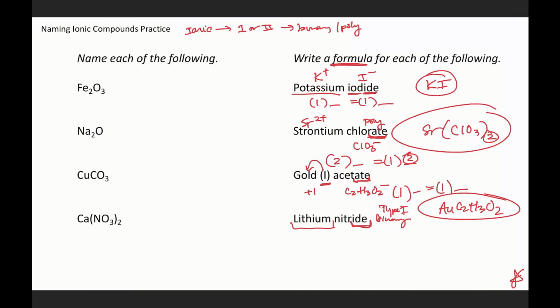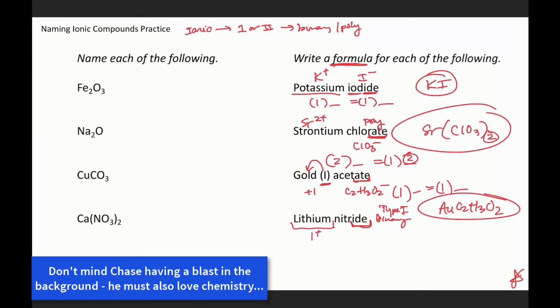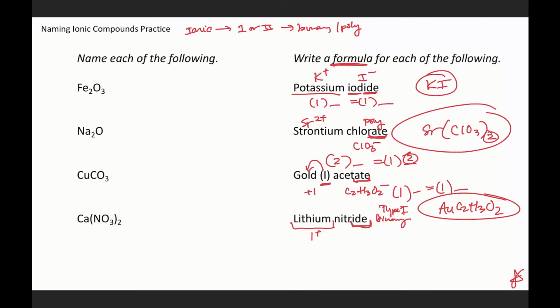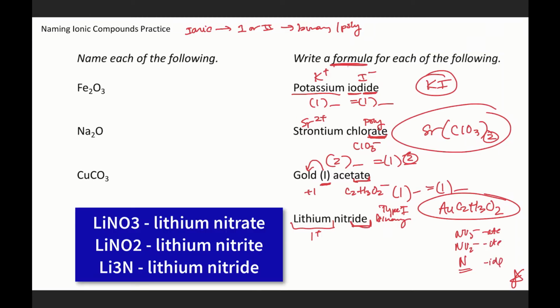The formulas are delightfully straightforward for whatever type. This is going to be 1 plus, and this is going to be nitride, which means it comes from nitrogen. Not to be confused with nitrate or nitrite. Nitrate would be NO3 minus, nitrite would be NO2 minus. Nitride, though, is the nitrogen as an ion. This would be ate, this would be ite, and this is ide. So we make sure we pay attention to what the endings mean.